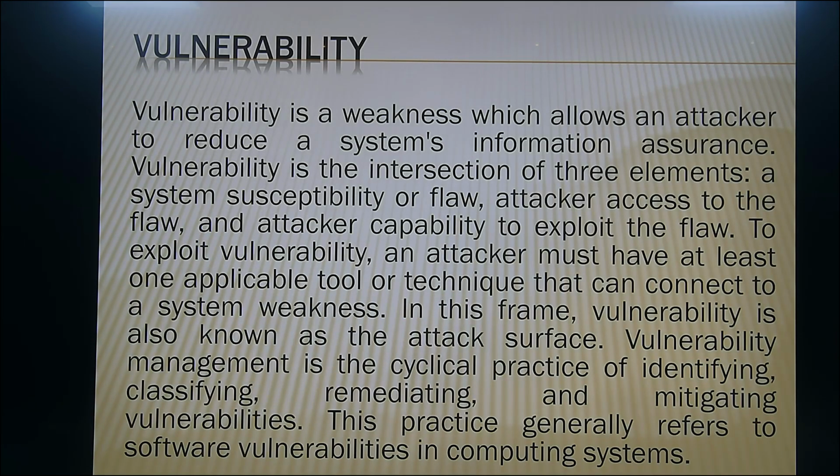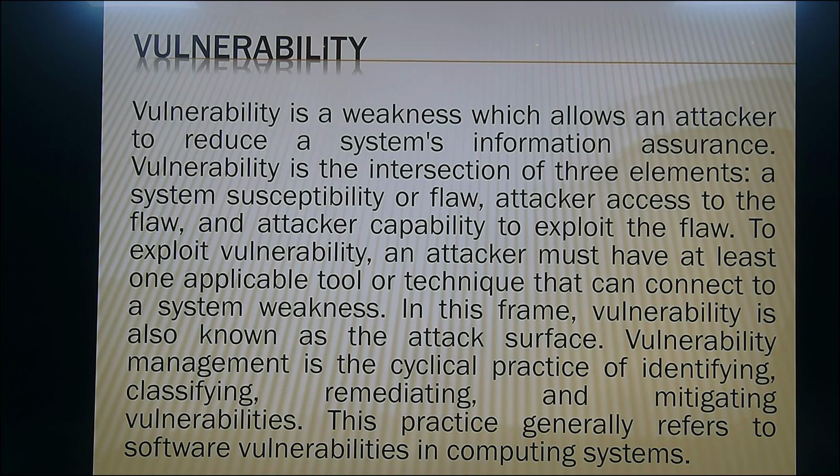First, we are going to see about vulnerability. It is a weakness which allows an attacker to reduce the system's information assurance. It is the intersection of three elements: a system susceptibility or flaw, attacker access to the flaw, and the attacker's capability to exploit the flaw. To exploit a vulnerability, an attacker must have at least one applicable tool or technique that can connect to a system weakness. In this frame, vulnerability is also known as the attack surface.